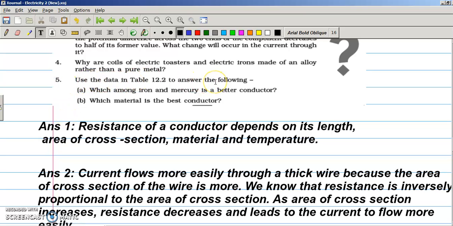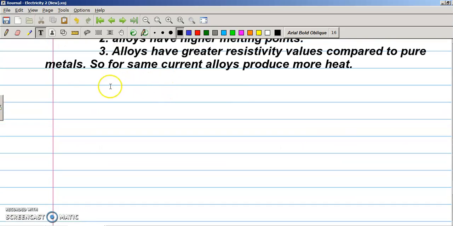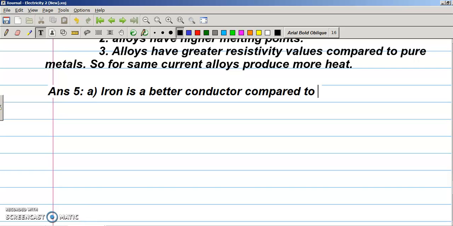The next one, question number 5. Use the data in table 12.2 and answer these. When we refer to table 12.2, we get the answers. Which among iron and mercury is a better conductor? From the table we see that iron's resistivity is less, so that is the better conductor. Which material is the best conductor? The least of the resistivities in the table is that of silver. So this is answer 5. A: iron is a better conductor compared to mercury.